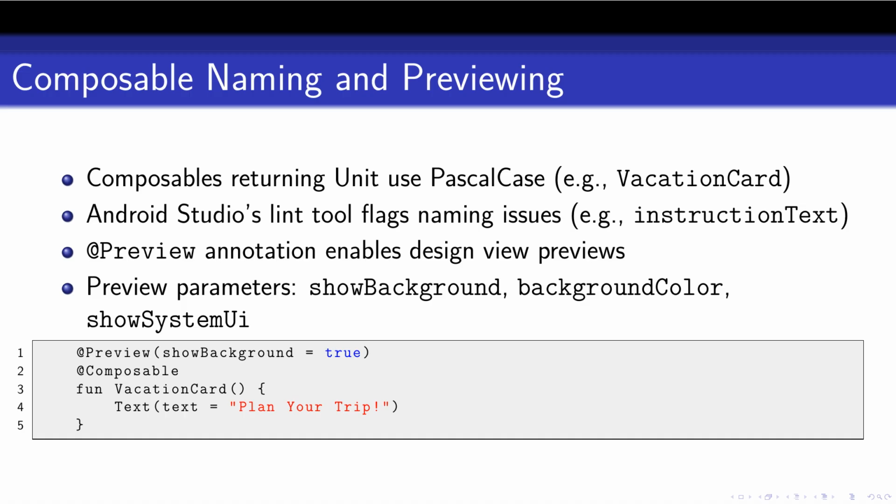When naming your composables, remember to use Pascal case for functions that return Unit, like VacationCard. Android Studio's linting tool will alert you to incorrect naming, such as using camel case. To see your UI without running the app, use the @Preview annotation. This supports parameters like showBackground and showSystemUi, giving you a live preview within the IDE.